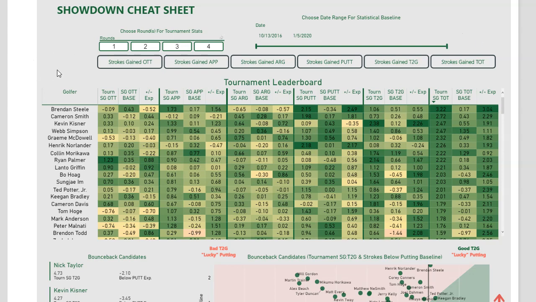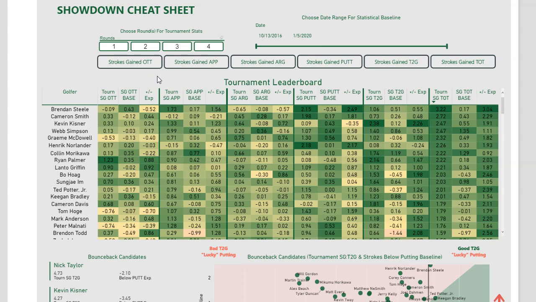So what you can do is look at the golfer's tournament strokes gained off the tee and compare that to their off the tee baseline. So basically, how are they comparing to their average? And then what that difference is. So let's actually look at this here.